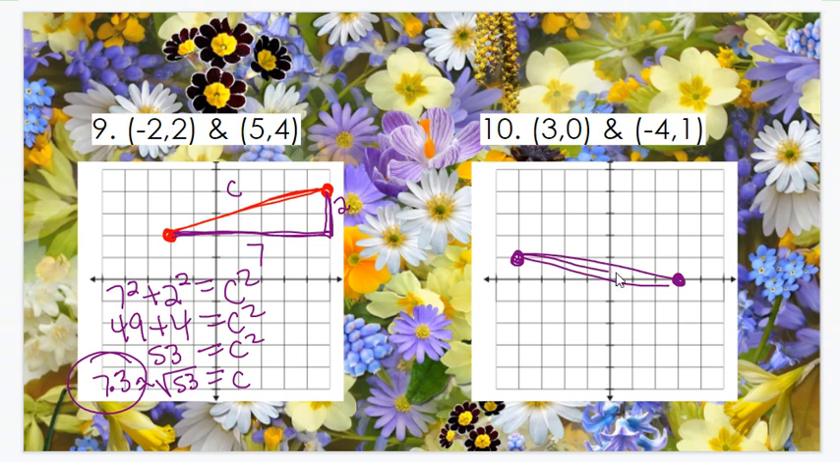Try that again. Diagonal distance. Ooh, let me erase. That was rough. Maybe I should draw my legs first and that'll help me. All right, so let me draw my legs.